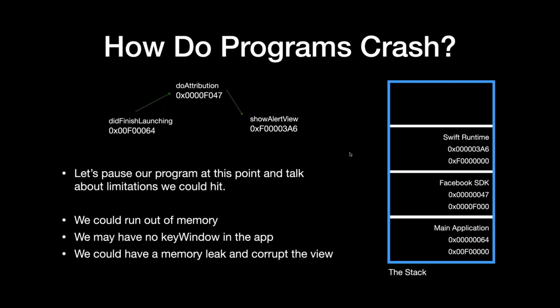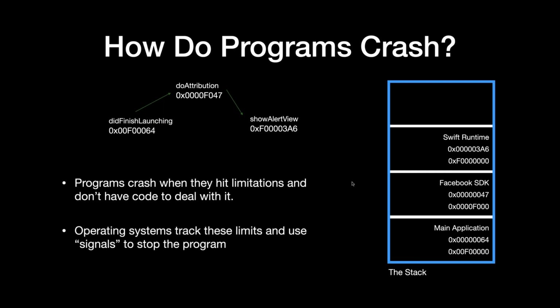Well, we could run out of memory. Maybe we've allocated a bunch of images before making this call and there isn't enough RAM left to show the alert view. Maybe we don't have a window. Maybe we accidentally made this call too early in the application's lifecycle and there's no window yet. In that case, the Swift runtime is going to call assert because you can't show an alert view without a window. We could have a memory leak and maybe we corrupted one of the strings that we want to show in this alert by writing over it. When the Swift renderer goes to show that string, it's going to call assert again as the memory is not really a string. Programs crash when they hit limitations and you don't have code to deal with it.